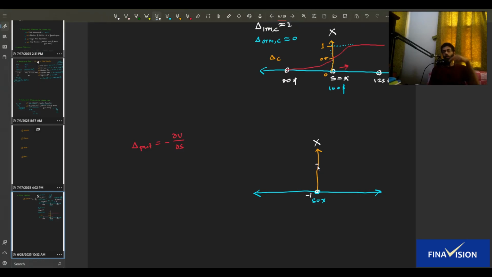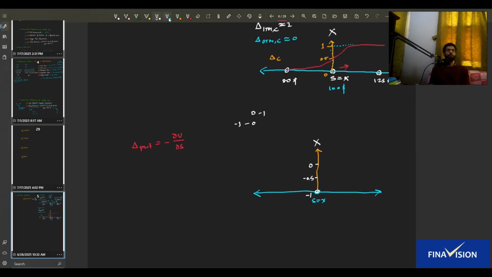So in case of a call delta, it was from 0 to 1. In case of a put delta, it is 0 to -1 on the other side. That's why. So in the middle, it is -0.5. Right? At the top, it is 0. These are the delta values for a put option.